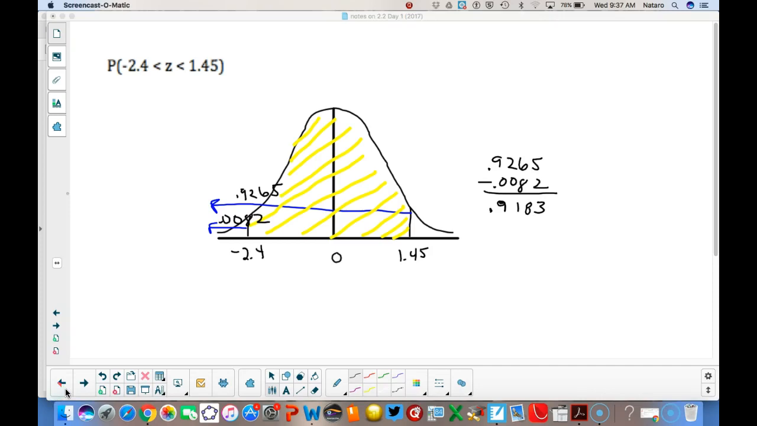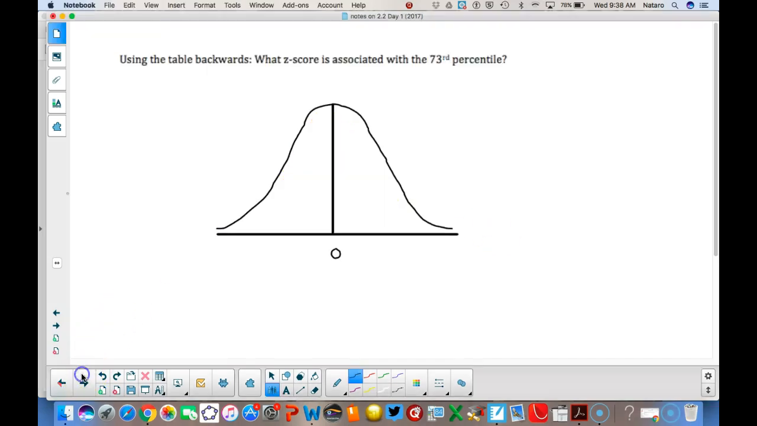So how did you do? Did you get the right values from the table? The area to the left of a z-score of 1.45 is 0.9265. The area to the left of a z-score of negative 2.4 is 0.0082. And to find the area between those two z-score values, we'd subtract those two numbers. So our answer to this question is about 91.83%. So about 92% of a standard normal distribution is between a z-score of negative 2.4 and 1.45. Let's take a look at one last example.